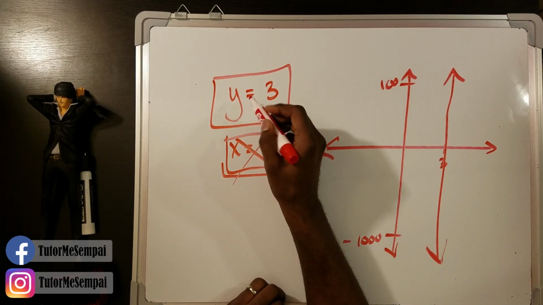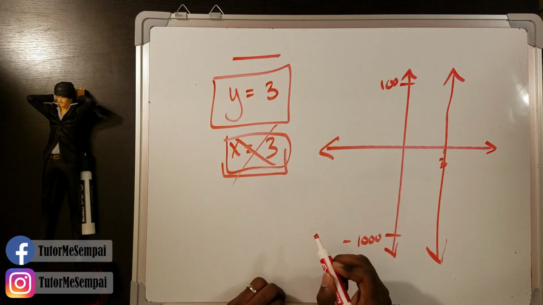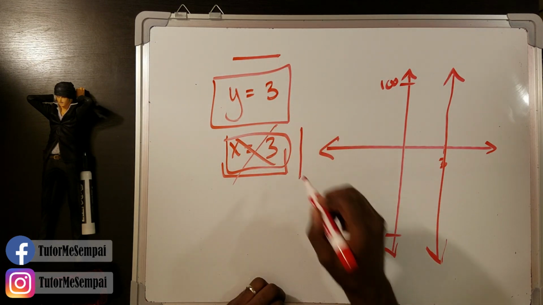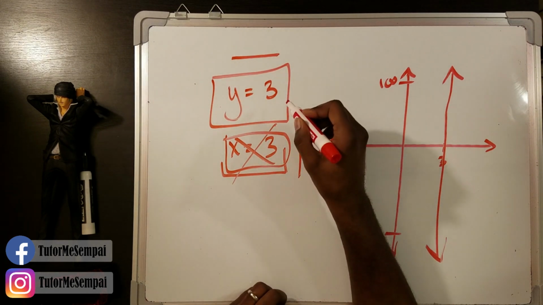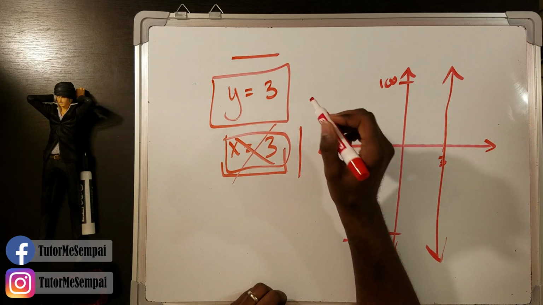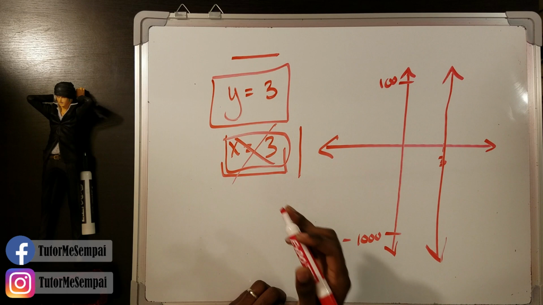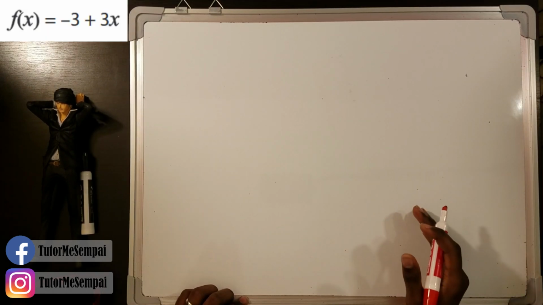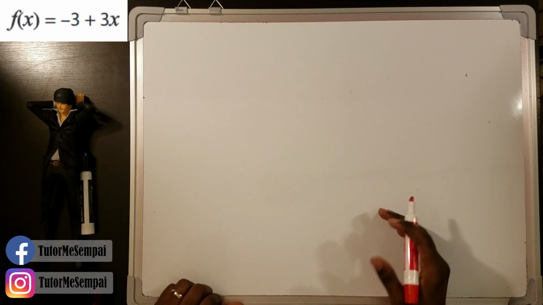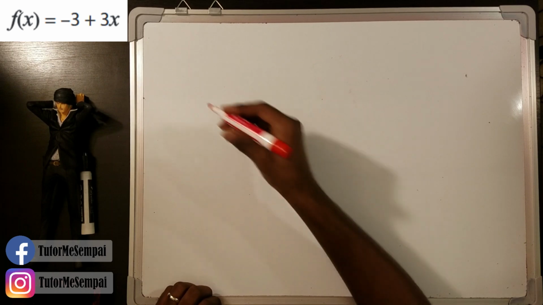And if it's like this, you know that's going to be purely horizontal, whereas this is going to be purely vertical. So try not to get confused with these. Although they look very similar, they're very different. One's a function and one is not. So now that we've talked about all of that, let's put everything into practice and solve our question for today.